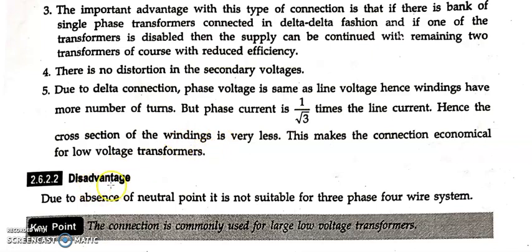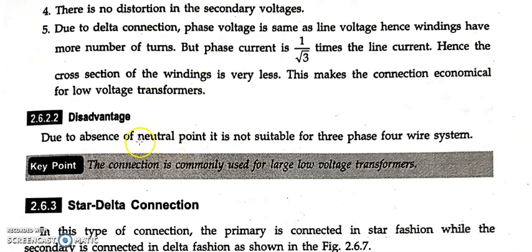The disadvantage is that there is no neutral point present, so we can't use a three phase four wire system. In India we are using a three phase four wire system, three phases and one neutral, called the three phase four wire system. That's why this connection is commonly used for large low voltage transformers.